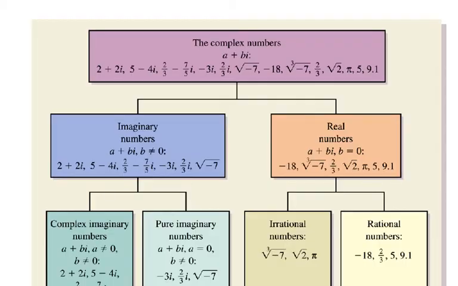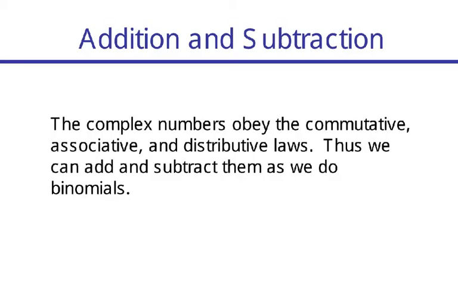So here's kind of a chart that I would pause the video here and check out, and look at the hierarchy and how things go together to come up with the complex numbers. So the complex numbers do obey the commutative, associative, and distributive laws. So we can add them and subtract them just as we do binomials. They're binomials because they have two terms.